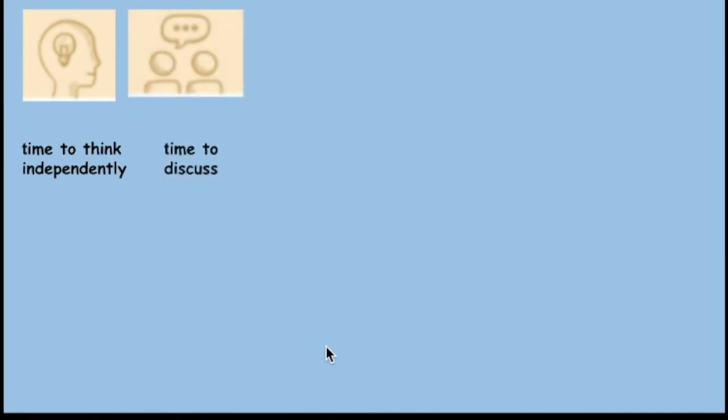The first icon illustrates that it is time for the student to think independently. It's time for them to ask themselves questions. The second icon illustrates that it is time to discuss. You want to pair students to have discussions about their strategies at this time.